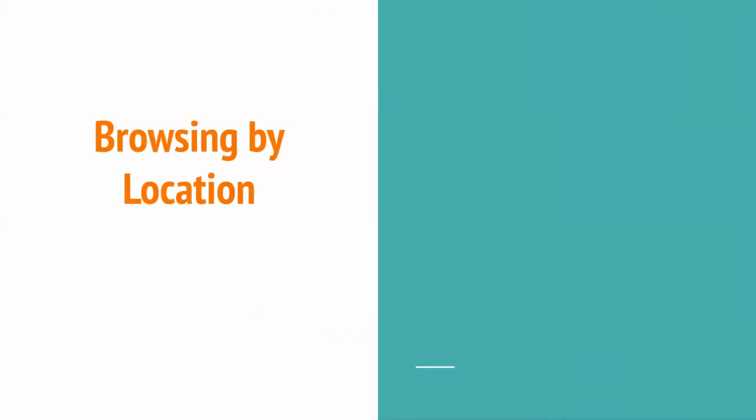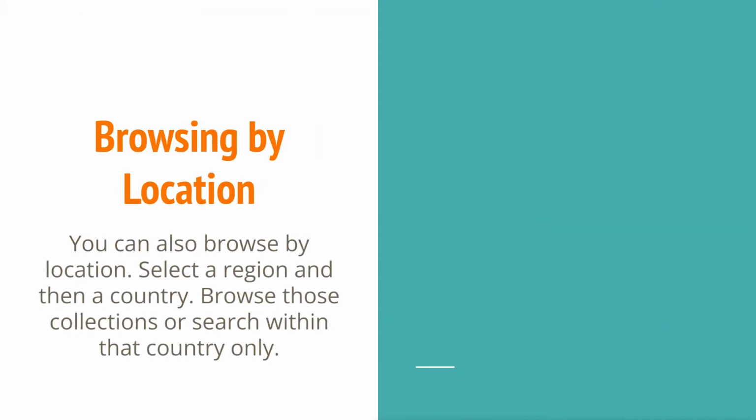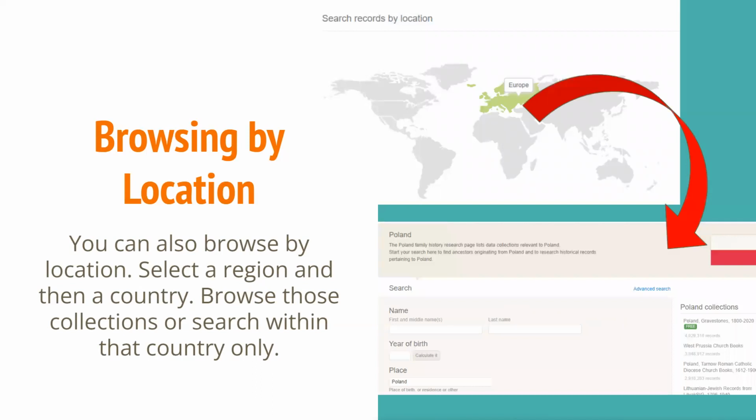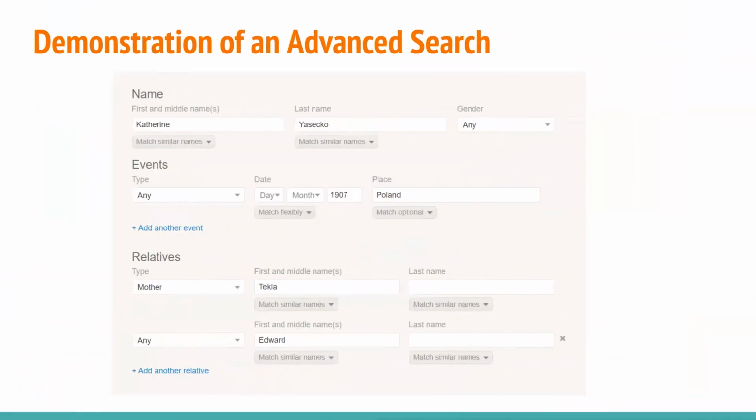As with other genealogy platforms, you can browse by the location. You can browse records from regions and countries. For example, I have selected Europe on the screen. That's going to give me all the countries in Europe, and then I'm going to select Poland, and that will limit to Poland. I then can search all the records pertaining to Poland or limit to Polish collections.